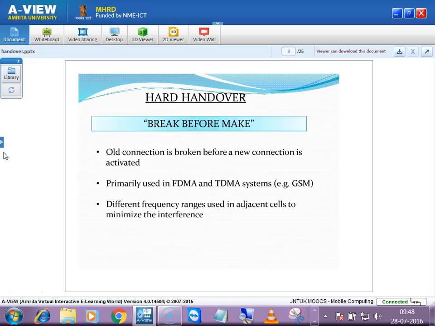The breaking of the call will happen, and again establishing will happen with the other tower, in the sense, the target tower. Before making a connection to the other tower, you are breaking the connection with the existing tower. So then only you will be capable of making it a hard handover. Then only you will be establishing the connection with tower 2. So this is called break before make. Break it before making the connection with tower 2. So the connection is broken before a new connection is activated. Primarily used in FDMA and TDMA systems. Example is GSM, as you know.